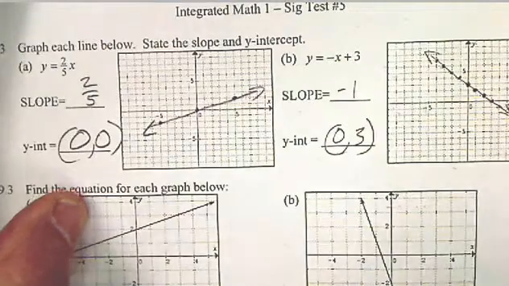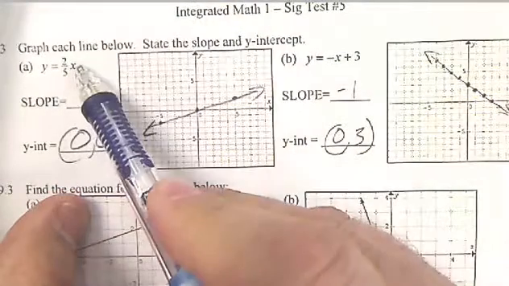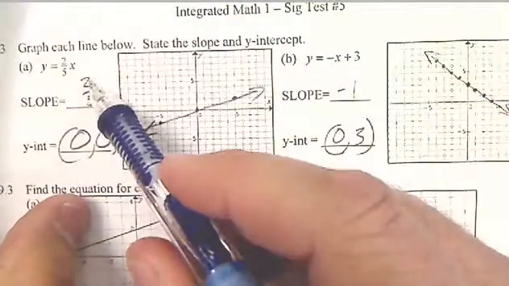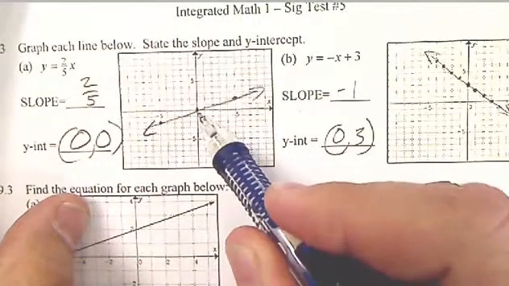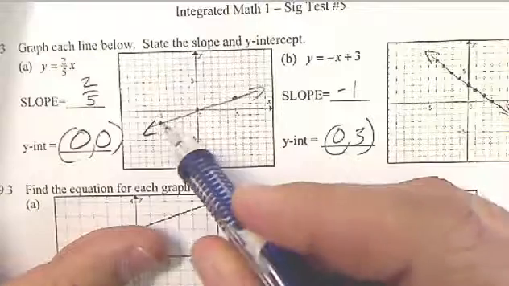Here we go. Y-intercept is 0, 0. And my slope is rise 2, run over 5. So you rise up 2, run over 5 after you start at 0, 0. Or you can go down 2 and then back 5.